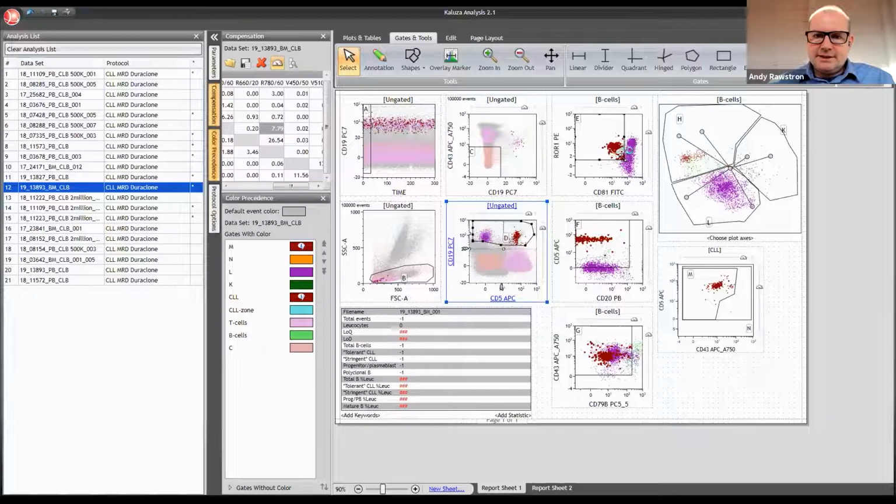It's pretty easy to see that you've got a nice clean population of CLL cells, and the numbers update around about that 0.01% threshold.